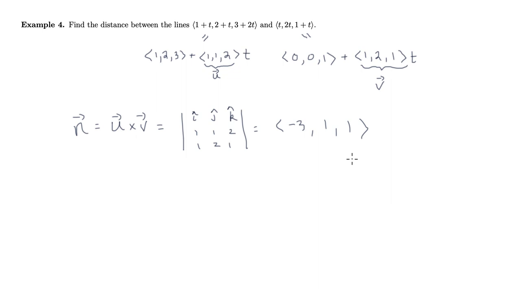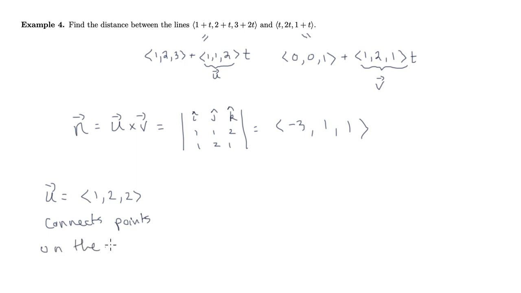That's good. And now we just want to take any vector connecting the two points. All right, so here's a point on the line. If I just take t equals 0 in both cases, I know the point (1, 2, 3) is on this line, and (0, 0, 1) is on this line. So that tells me that u equals (1, 2, 2) connects points on the two lines.